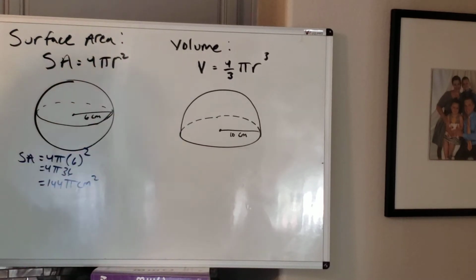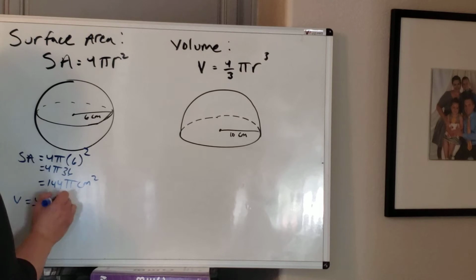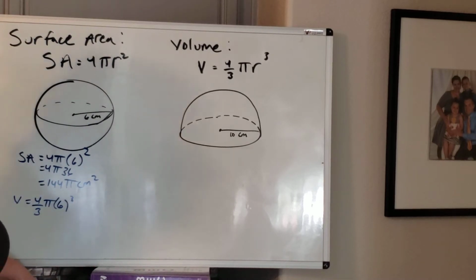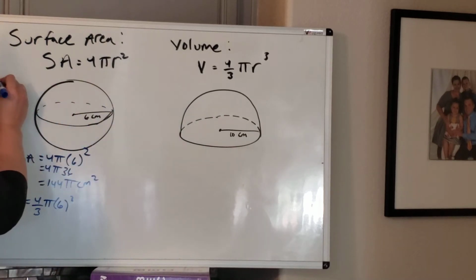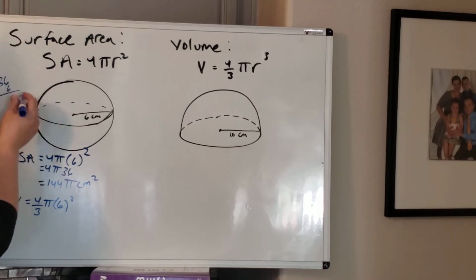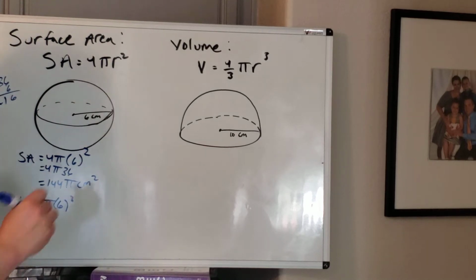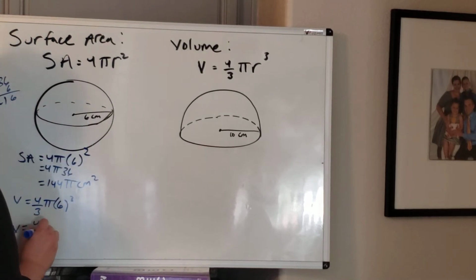Okay, volume is 4/3 pi r cubed. So we're going to go ahead and plug in 6 to that. So I have volume equals 4/3 pi, in this case 6 cubed. 6 cubed is 6 times 6 times 6, which is 36 times 6. So again, do that off to the side if you have to. 6 times 3 is 18, 21, so 216. So 4/3 pi times 216.